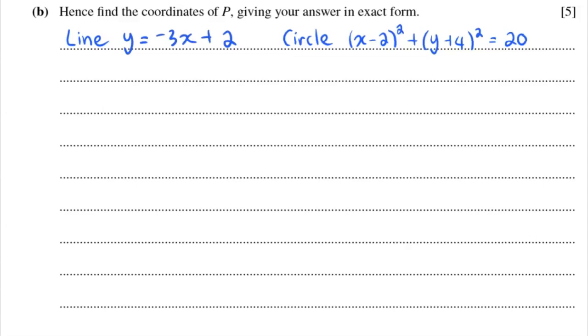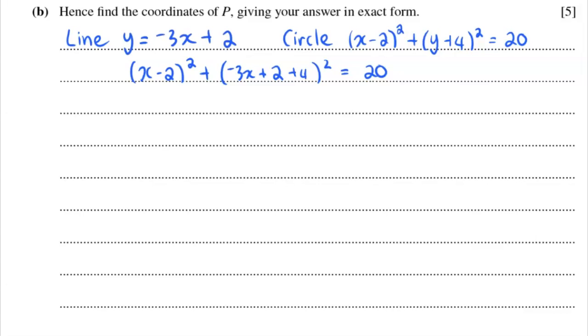So we're going to substitute the line into the circle equation, and we will get (x - 2) squared plus, instead of y, we're going to write (-3x + 2 + 4) squared equals 20, and we have a single variable x, which we should be able to solve, right? We just have to expand, turn it into a quadratic, and then solve it.